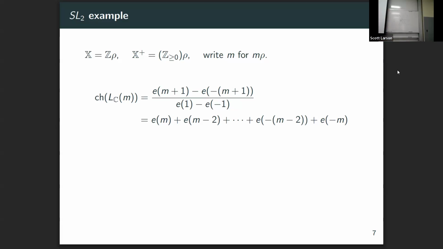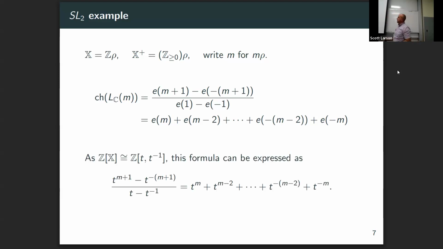And this gives us the familiar fact that the character for the simple module of highest weight M has all the weight spaces one-dimensional. It goes from M down to -M, and you just drop by 2. And we see the orbit sums appearing, right? That's the orbit sum for M minus 2, and they appear going in like this. And every orbit sum contains two things except for the zero weight, which is in its own thing.